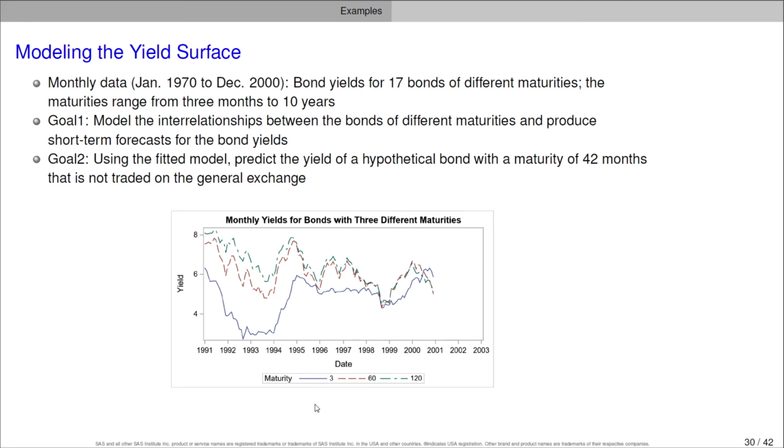And goal 2, which is an important activity for hedge fund managers. Actually, the people who hedge, like the companies, they have to hedge their future risks. So goal 2 is, using the fitted model, predict the yield of a hypothetical bond with a maturity of 42 months that is not traded on the general exchange. So a bank might issue such a thing to a company. They may get into an agreement over a bond of 42 months. Now the question is, what should be the reasonable yield of such a bond?